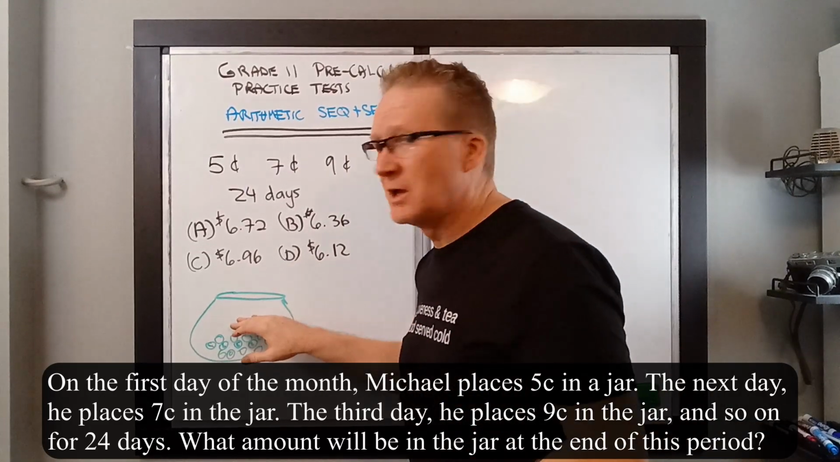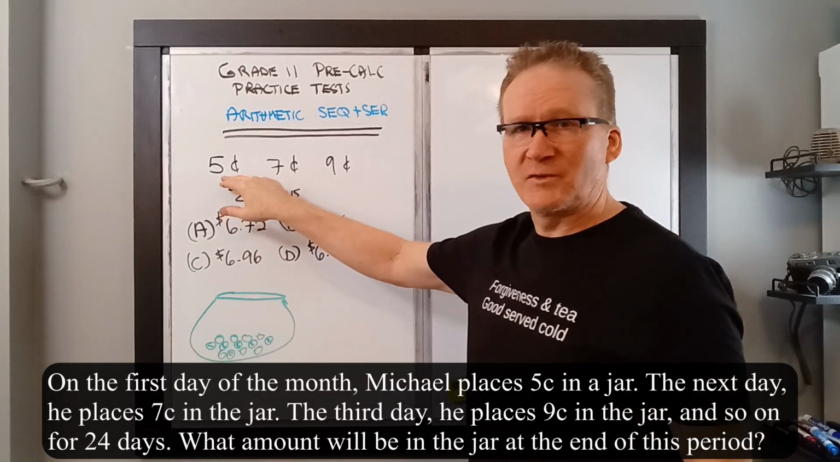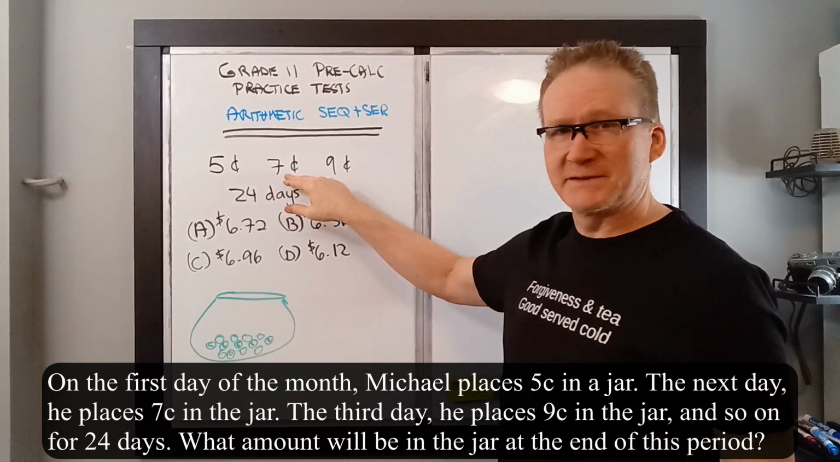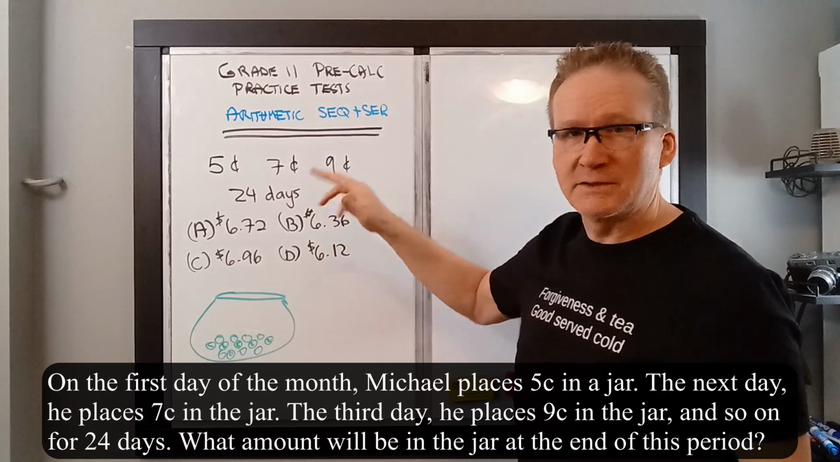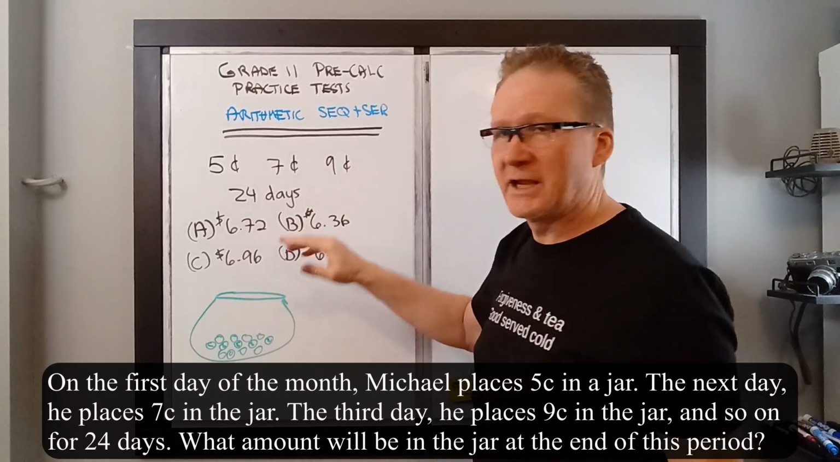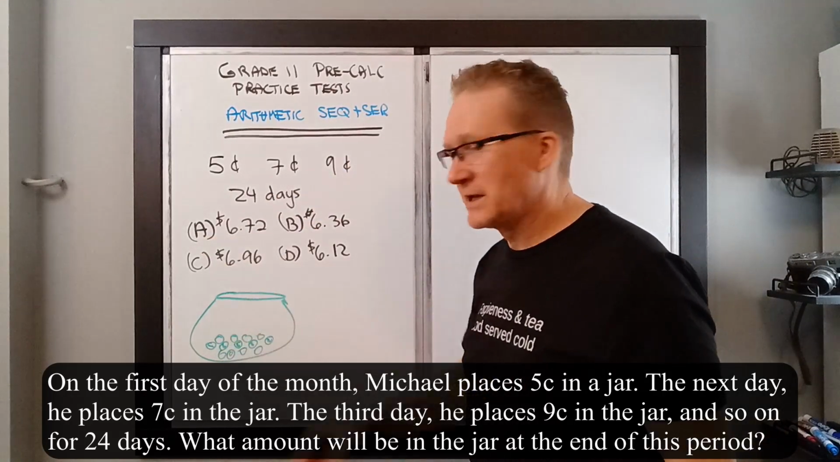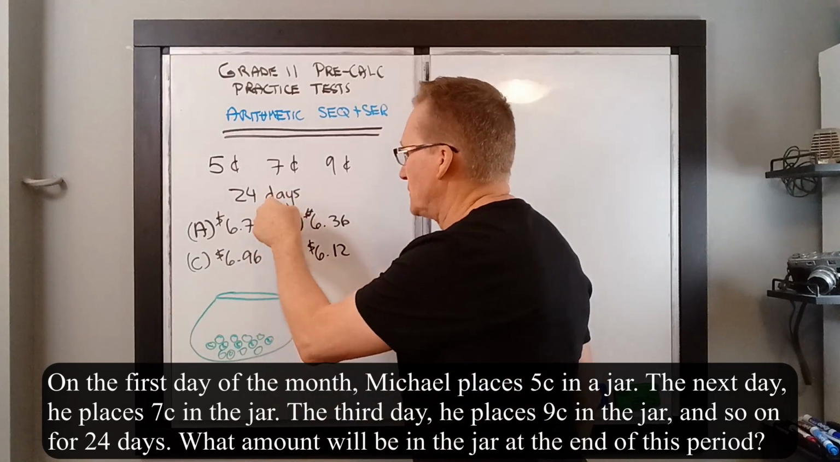Michael has a jar and he puts 5 cents in it the first day of the month, 7 cents the second day, 9 cents the third day. He continues like this for 24 days. We want to know how much money Michael has in his magic jar after 24 days.